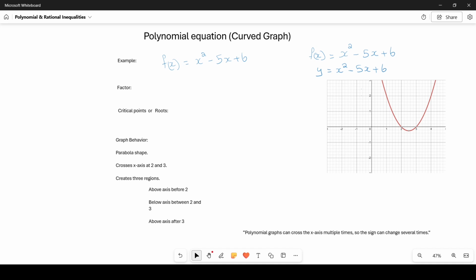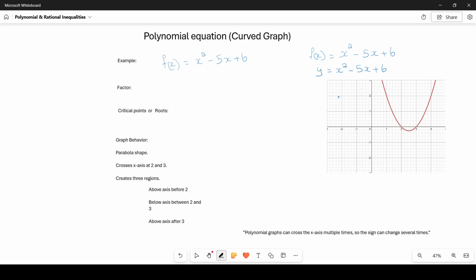Next, we are going to see polynomial equations: how a polynomial equation looks and how it differs from a linear equation. See the behavior of the graph. Here is an example of a polynomial equation: f of x is equal to x square minus 5x plus 6. This is the corresponding graph of this polynomial equation.